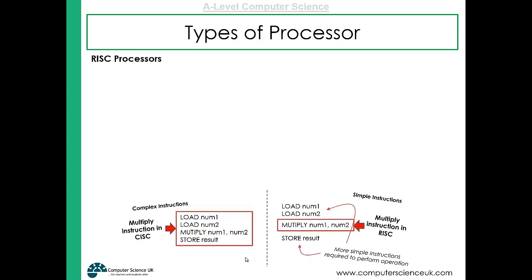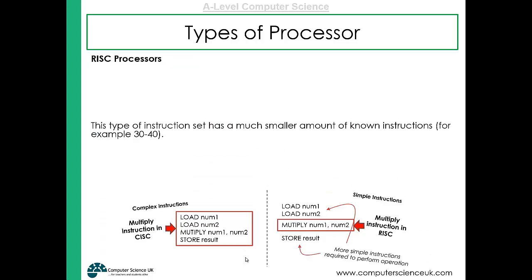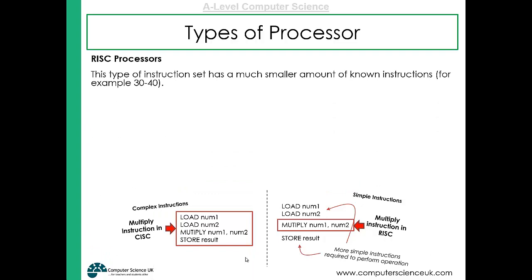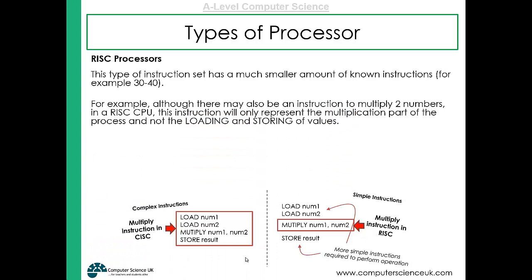Now, reduced instruction set computing processors, they will have far fewer instructions, maybe 30 to 40. So for example, although there may be an instruction to multiply two numbers, just like there was in the CISC instruction set, in the reduced instruction set CPU, the multiply instruction will literally just represent the multiplication part. It won't automatically load those values, it won't automatically store them.